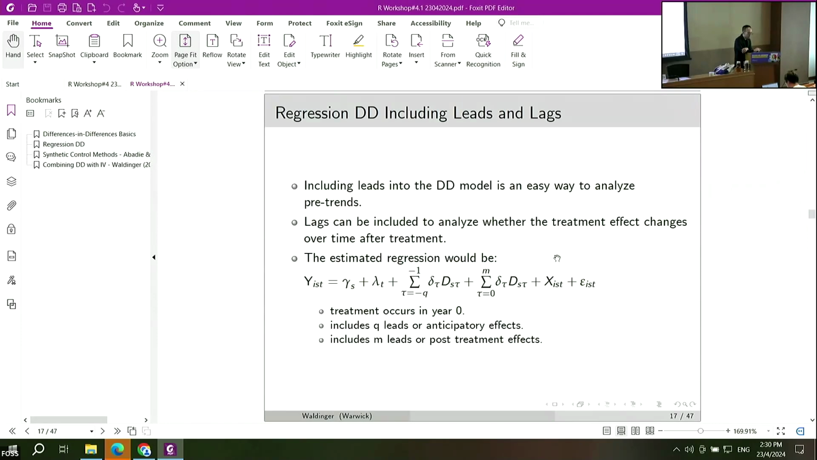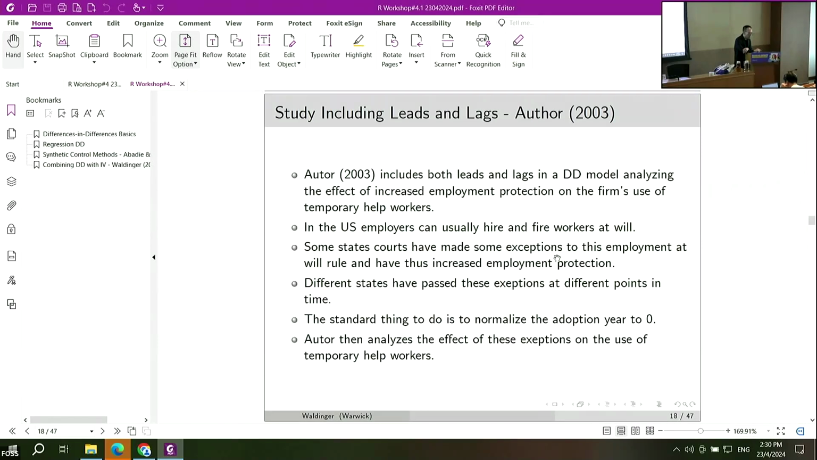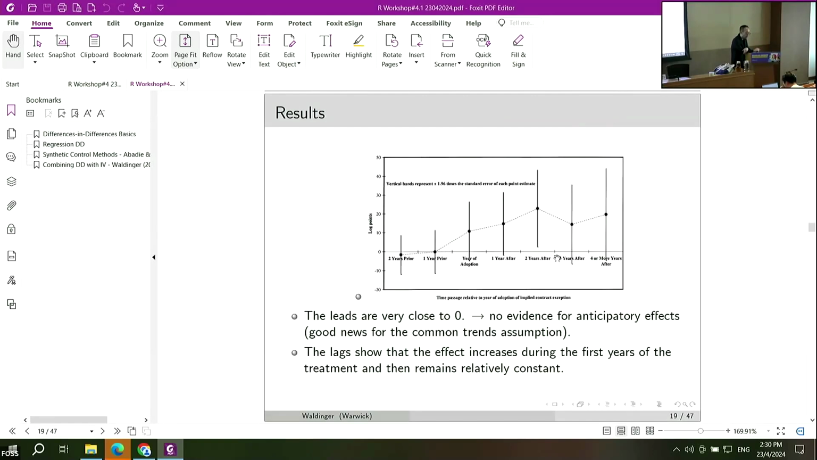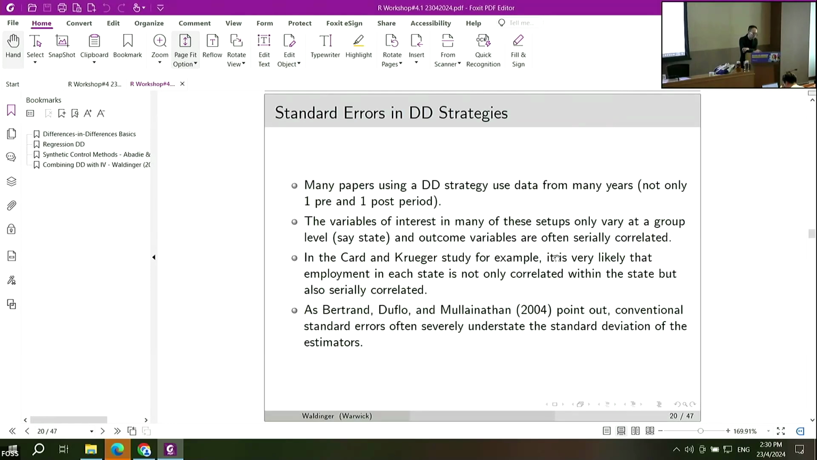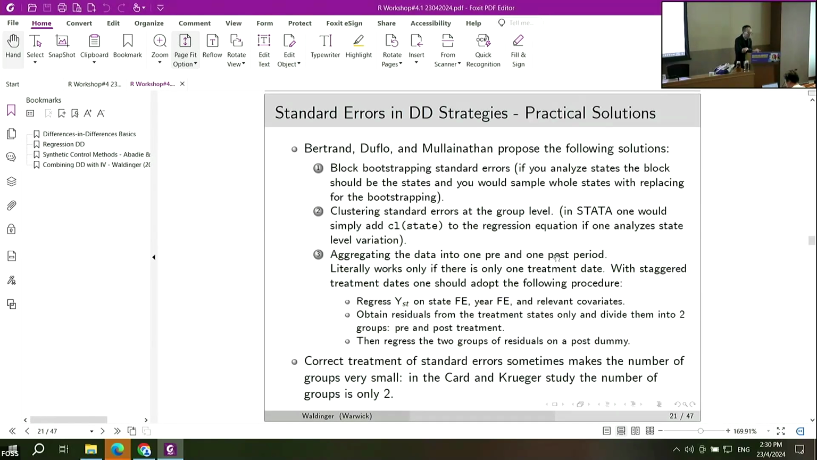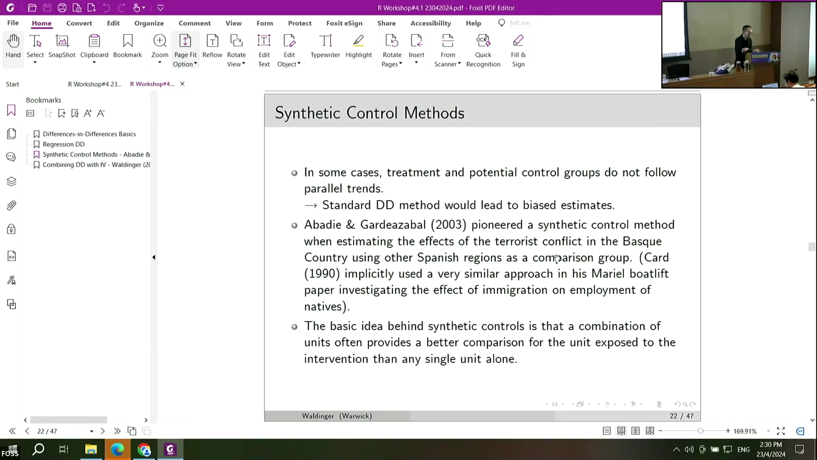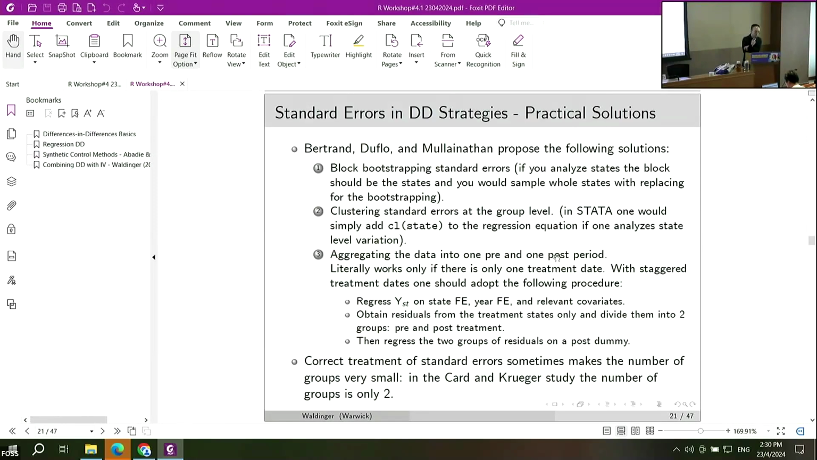Again, this is a little bit more complex, looking at leads and lags, etc. This is analyzing the effect of an increase in employment protection on the firm's use of temporary help workers. This is just another example. You can read about it, but the most straightforward interpretation of difference in difference is what I have demonstrated to you. There are a few more papers, but I'm going to have you look at them yourself later, including this one.